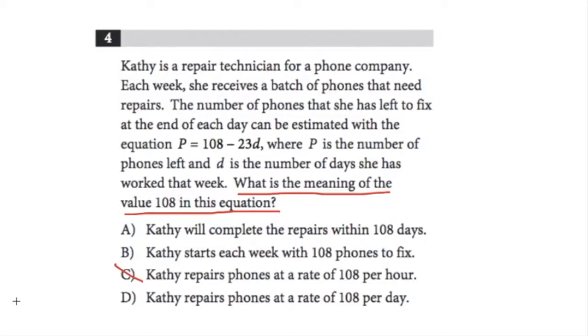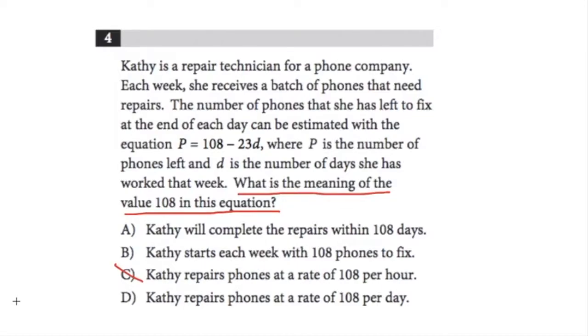Go ahead and read answer choice D for me, please, Kathy. Kathy repairs phones at a rate of 108 per day. What do you think about answer choice D? Is that something that would work in the real world? Is that reasonable? It's possible. That's fast though. You know what I'm saying?